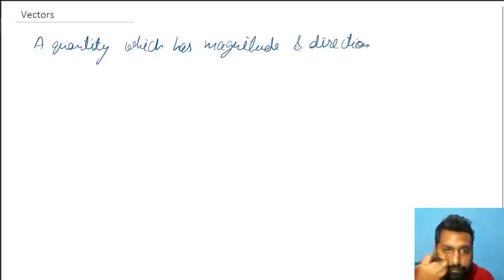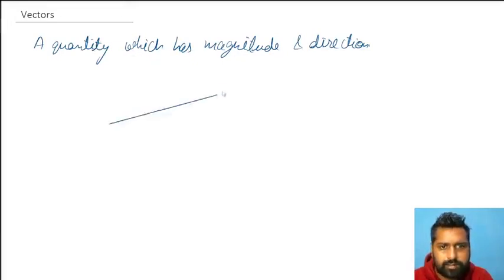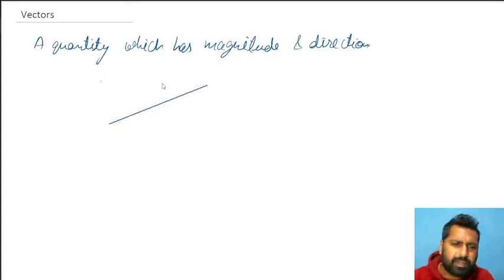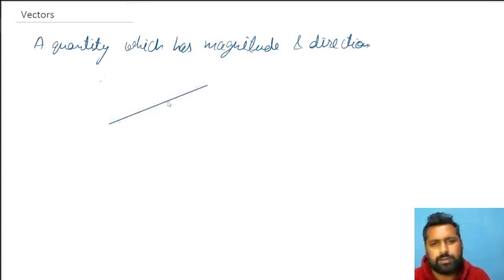Suppose you measure something, whatever that measurement is, that effectively is its magnitude. Suppose you draw a line segment. Let's say this line segment is 5 centimeters. So that 5 centimeters is the magnitude of this length.